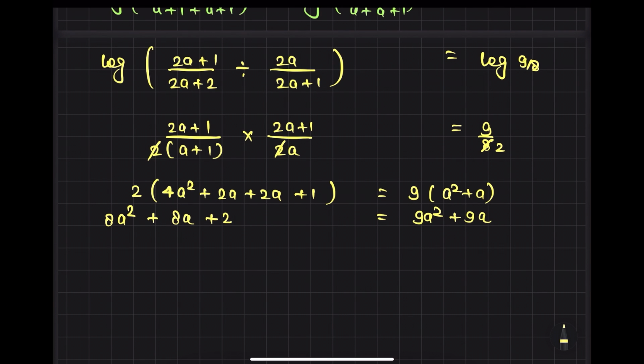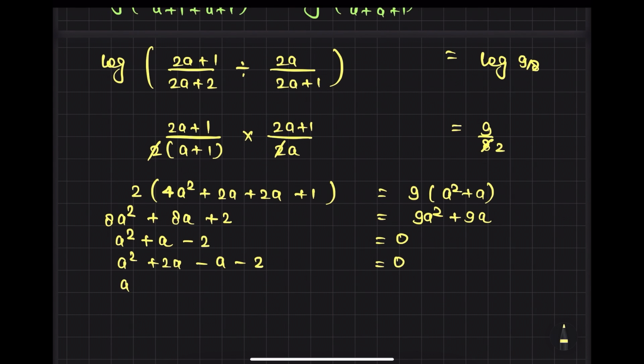Now send everything to one side. So 8a square will go that side. It will become 9a square minus 8a square, which is a square. Then 9a minus 8a is a. Now 2 will go that side, it will become minus 2. Let's do the factorization part. So a square plus a minus 2 equals 0.